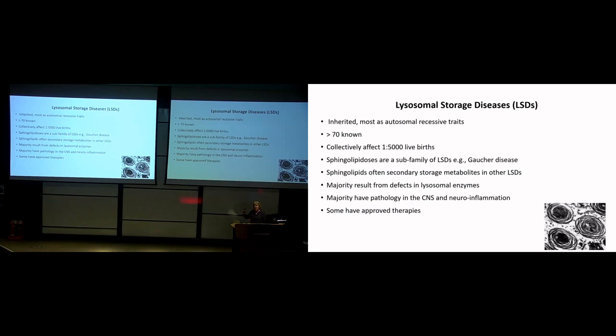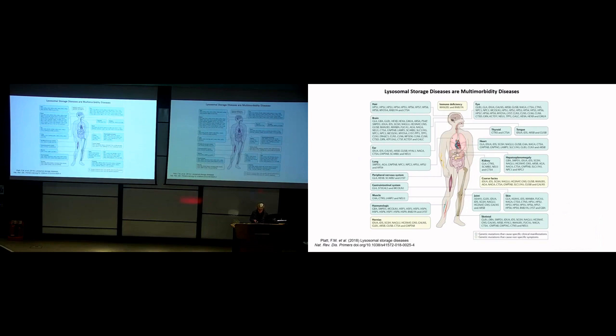The other members of this family involve the different biochemical substrates building up in the lysosome. The majority, but not all of them, are defects in lysosomal enzymes. There are also membrane proteins in the lysosome that can be deficient and cause these disorders. Most of them have CNS pathology and neuroinflammation, and some of them have approved therapies, which has been the basis for a lot of research in my lab over the last few years.